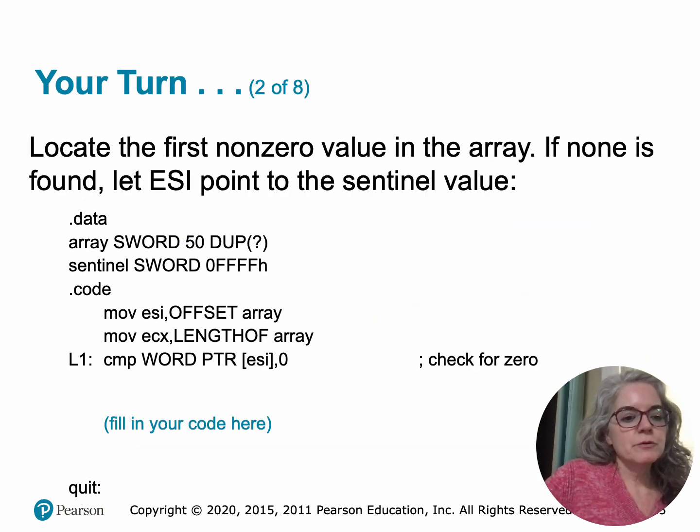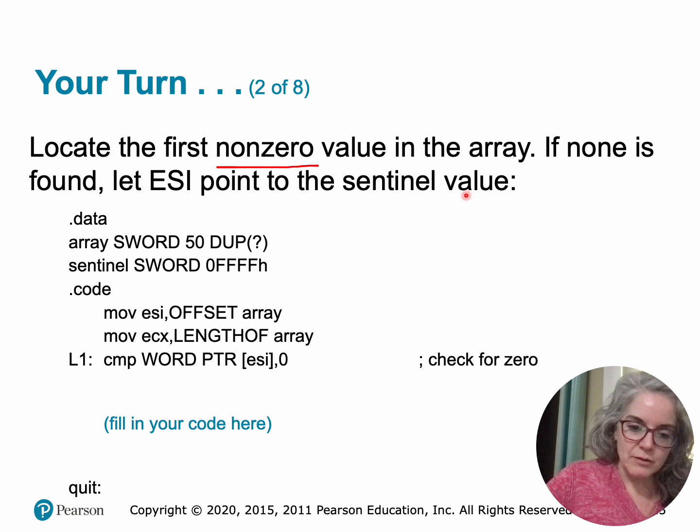Here, what I want you to do is see if you can figure out the code that locates the first non-zero value in the array. And if none is found, let ESI point to the sentinel value. So if you get to the end of this array and there are no non-zero values, then have it point to this sentinel value. So try to do that by yourself.